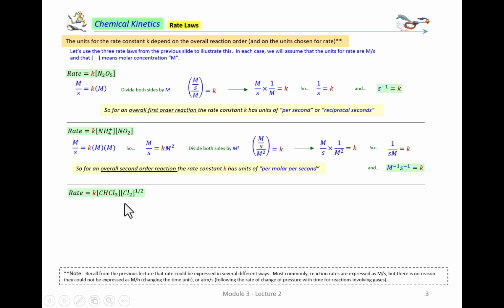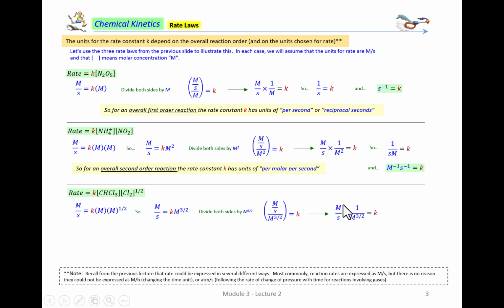Let's look at the final reaction from the previous slide where we said rate equals the rate constant times the chloroform concentration to the first power times chlorine concentration to the half power. Again, the units for rate are molar per second. The units for the chloroform would be M, because it's M to the first power. For chlorine, M to the half power. So basically we have molar per second equals K times M to the 3/2 power. I'm going to divide both sides by M to the 3/2, which is the same thing as molar per second times 1 over M to the 3/2 power.